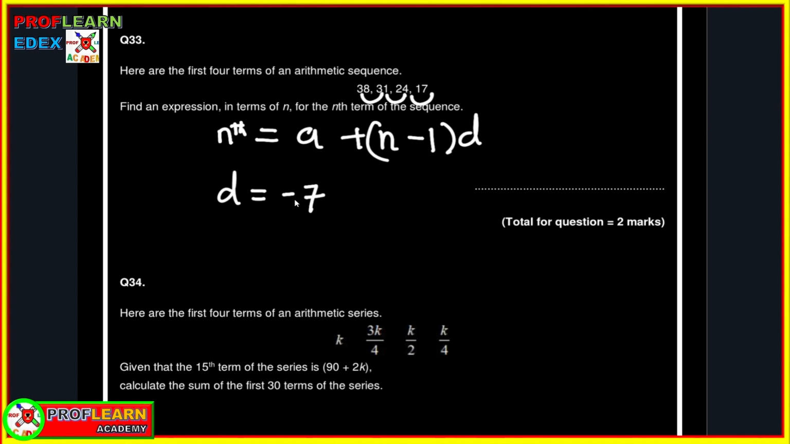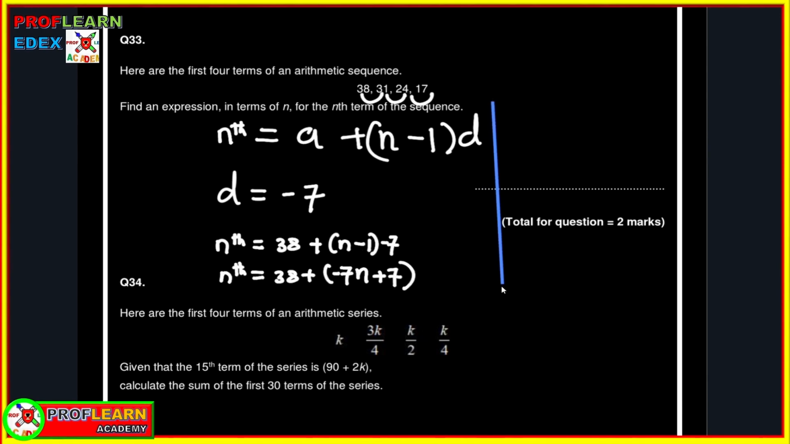24 minus 31 is -7, and 17 minus 24 is going to give you -7. Now, since the first term is 38, we can find the nth term by substituting, opening the bracket and putting the like terms together, which is going to give us the nth term as 45 minus 7n. And we're going to transfer it at this given point.